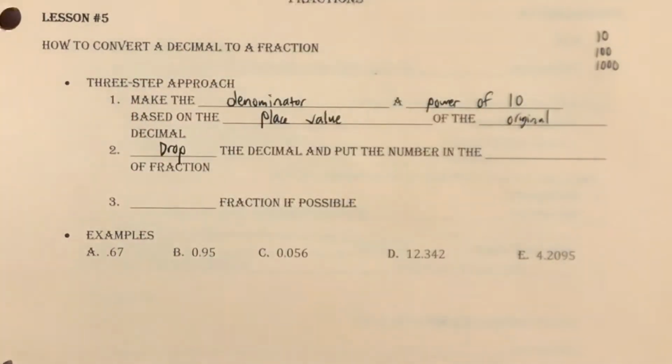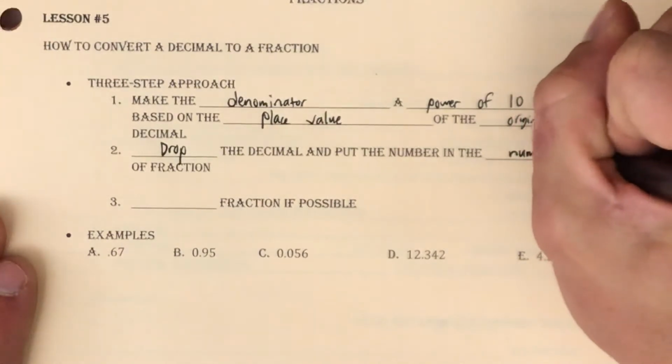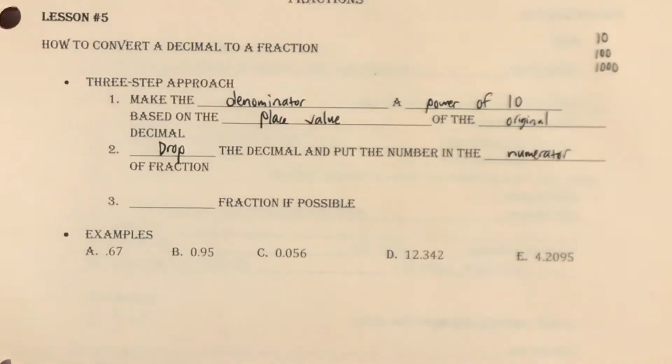Get rid of the decimal point, and we're going to put the number in the numerator of the fraction. So we've created our denominator using the power of 10 based on the place value, right? Then we are going to get rid of the decimal point, and we are going to put the number that we have left in the denominator, or excuse me, in the numerator of the fraction.